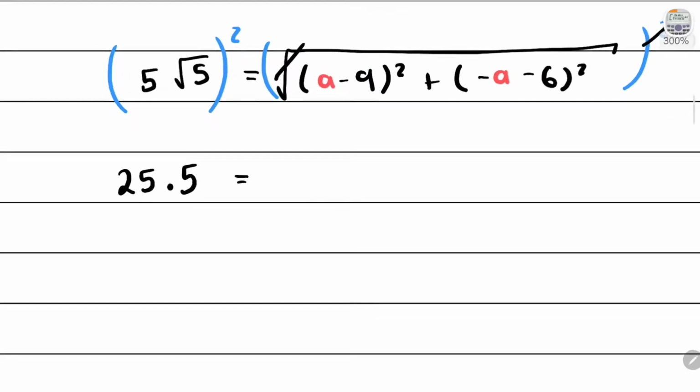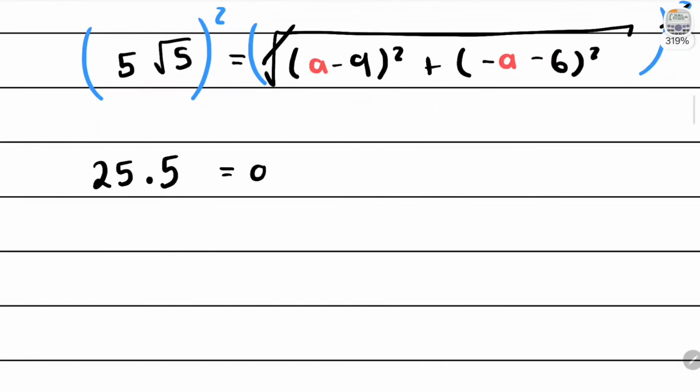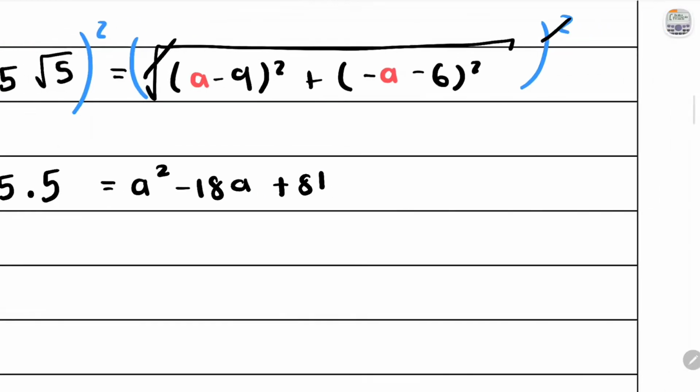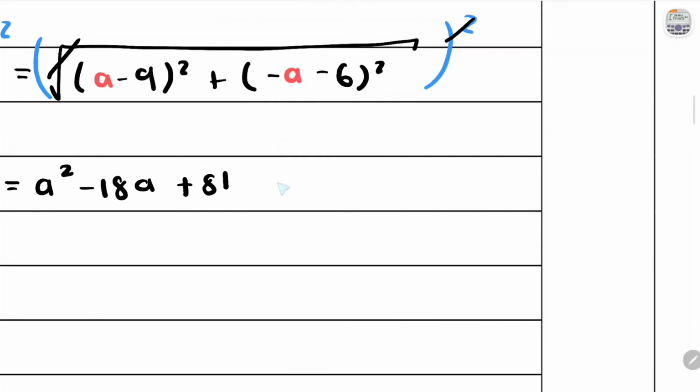So (a - 9) all squared, you can square the first term, that gives us a squared, square the last term, that gives us positive 81. First times second term is negative 9a, but you're going to multiply that by 2, so that is negative 18a. And then over here, square the first term, that gives us positive a squared, square the last term, that gives us positive 36, and then first times second term will give us positive 6a, and then times 2, that gives us positive 12a.